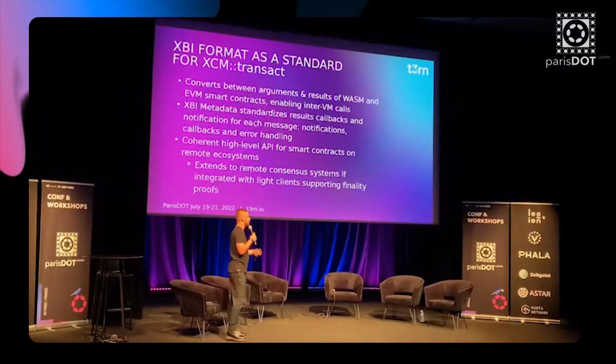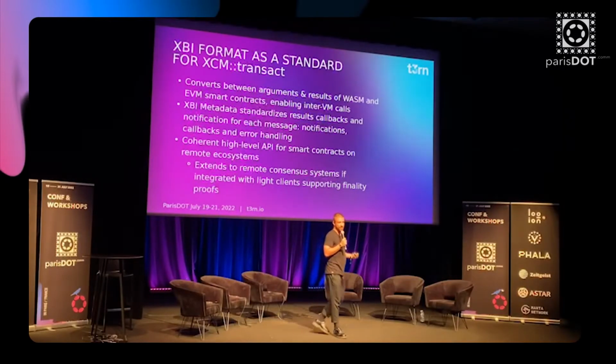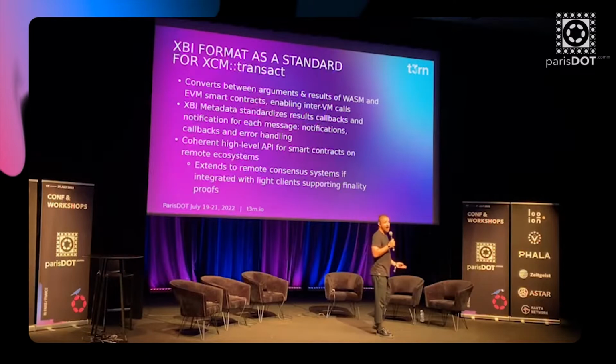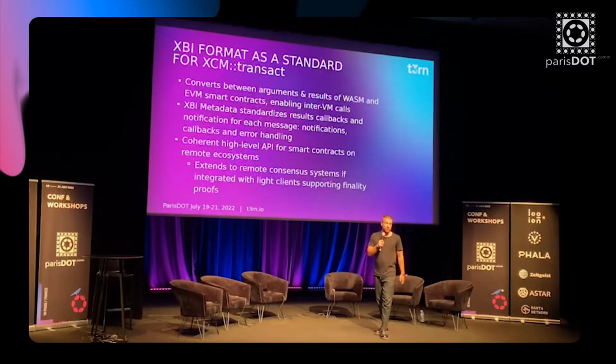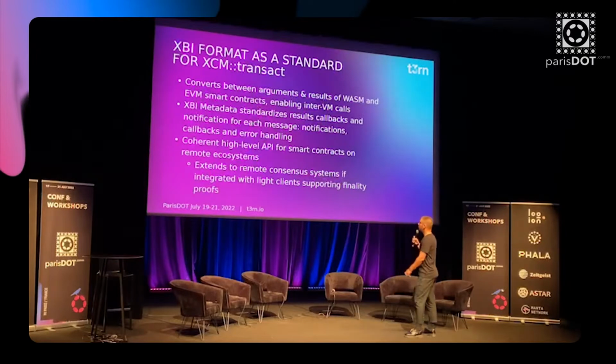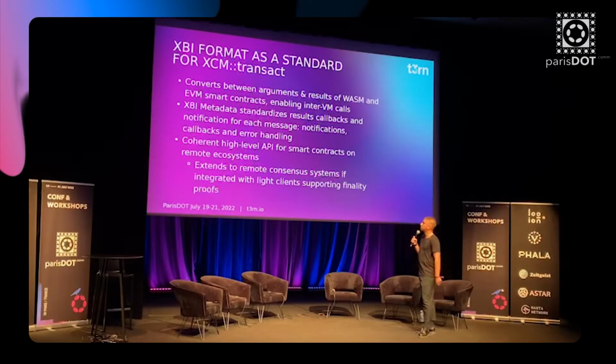So what it does is convert between arguments and results of WASM and EVM smart contracts. Essentially, as is becoming very much the trend, especially within the Polkadot ecosystem, everyone seems to have their own VM. You look at something like XCVM from Composable. I think Astar are working on their own VM as well. Something like the XBI format allows for a more consistent inter-VM use of XCM. The metadata standardizes result callbacks and notifications for each message, so you know what you're going to get, you know what the results are, you know what the timeouts are as well. So essentially it's a coherent high-level API for smart contracts on all remote ecosystems.